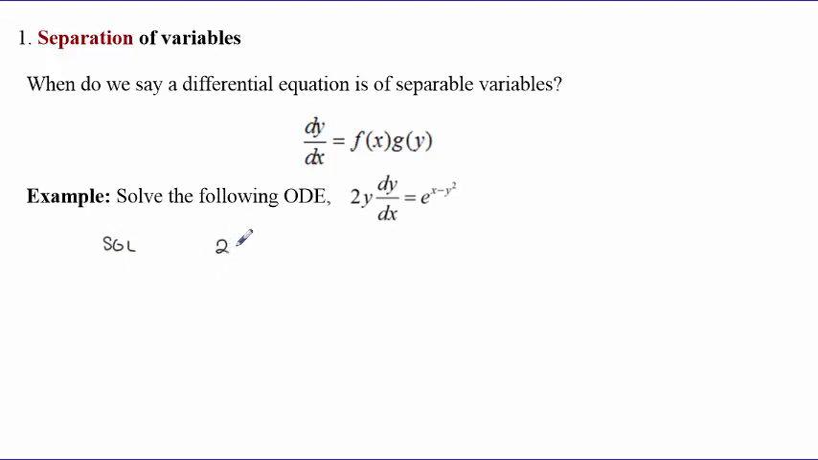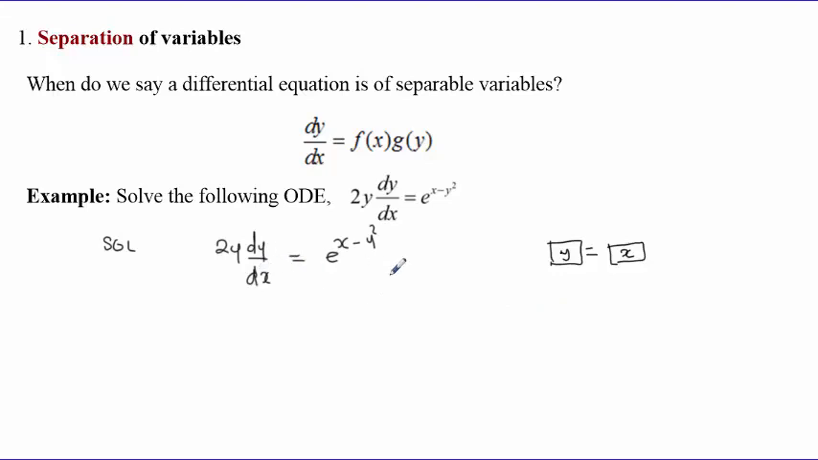We've got 2y dy/dx, which is given as equal to e to the power of x minus y squared. So the approach I'm going to use here is to manipulate this equation in such a way that on one side of the equation I have expressions of y, and on the other I have expressions of x.